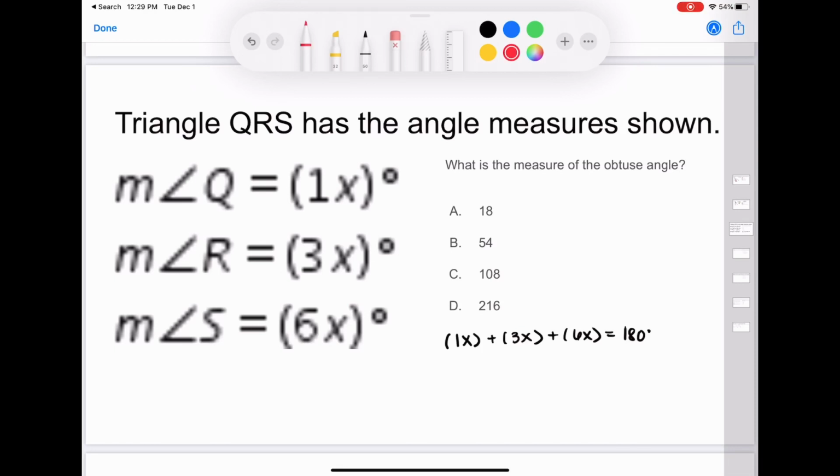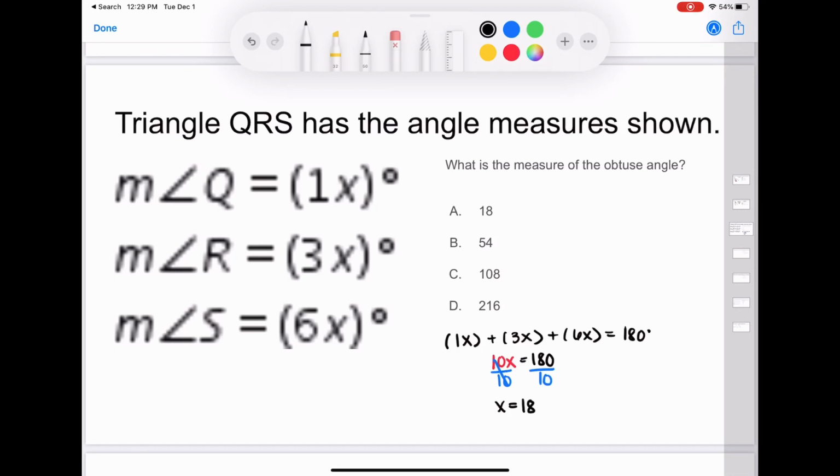Well, we need to combine all our like terms, so here we have 1 plus 3 plus 6, 10x is equal to 180. Now we're going to divide 10 on both sides to isolate the x. And thus we get x is equal to 18.